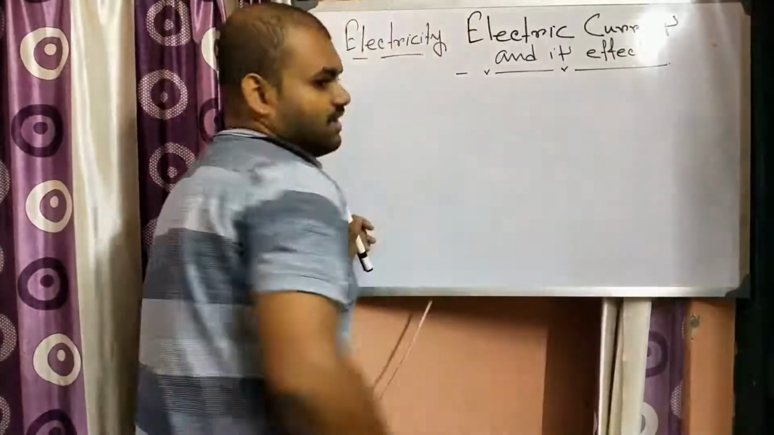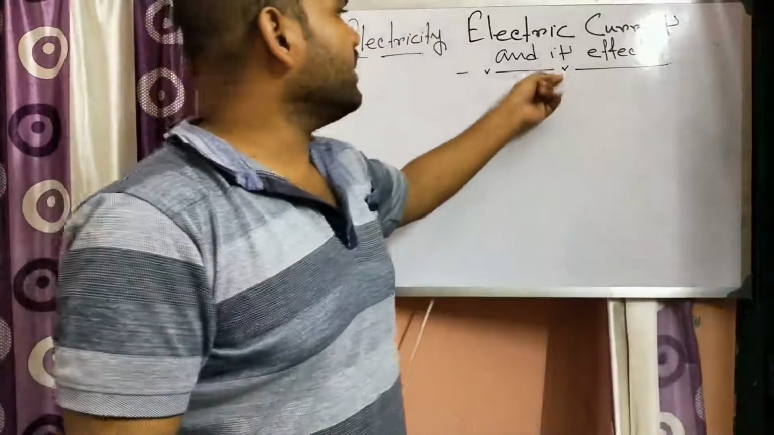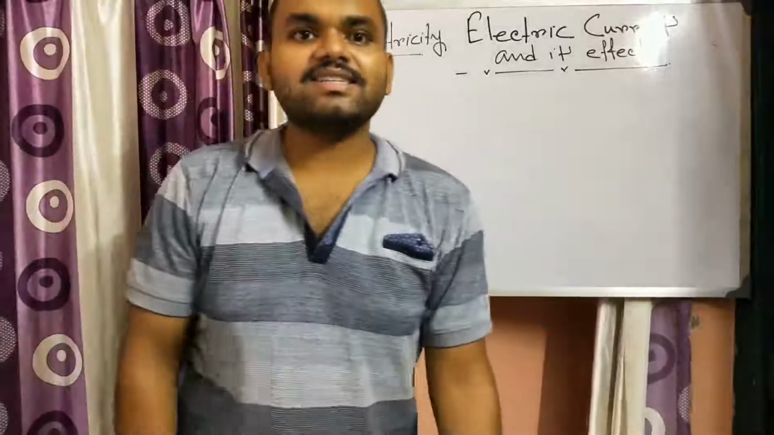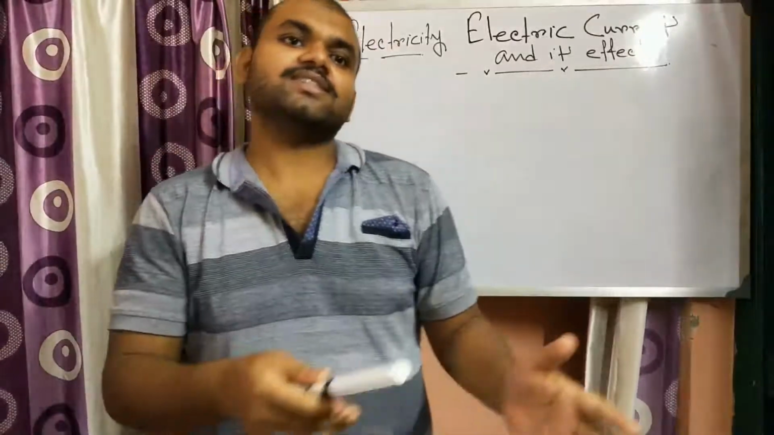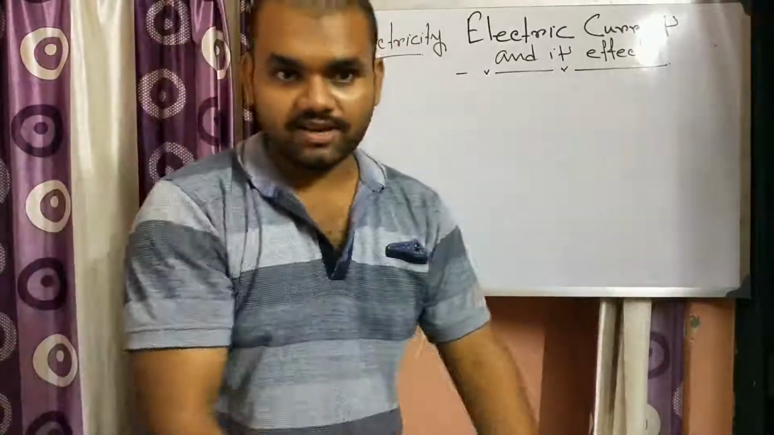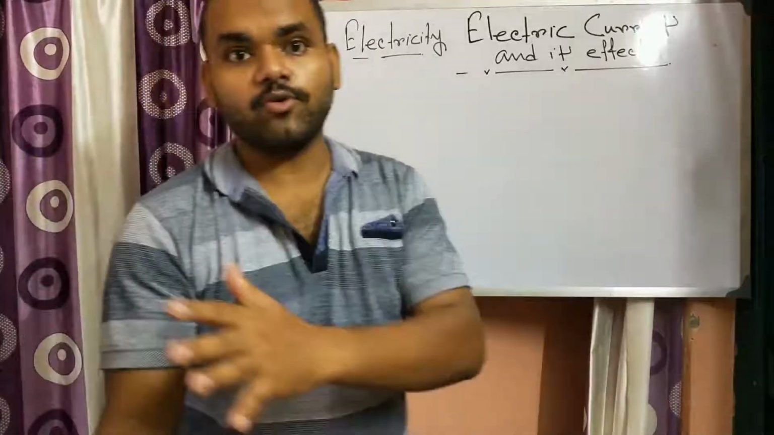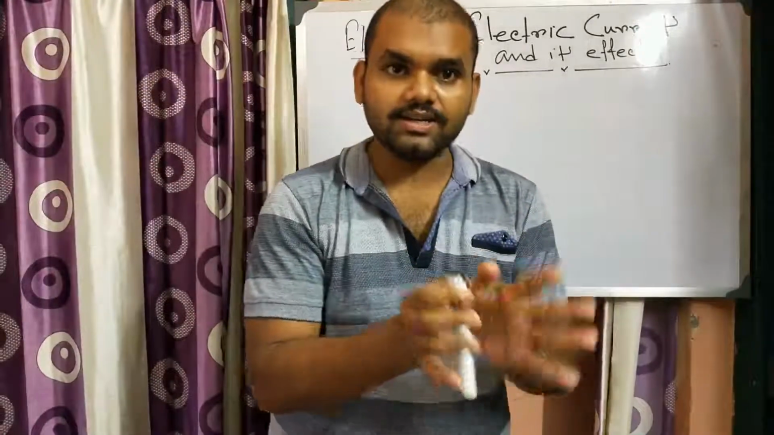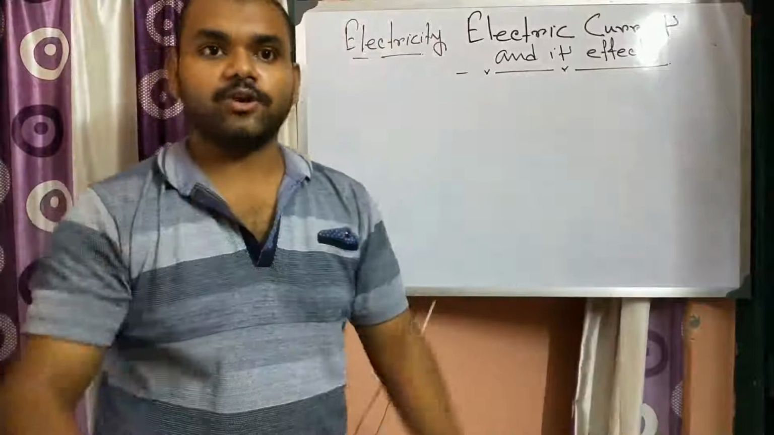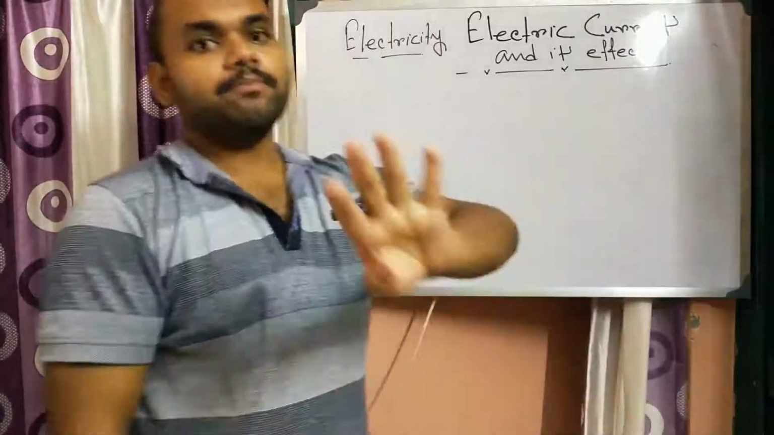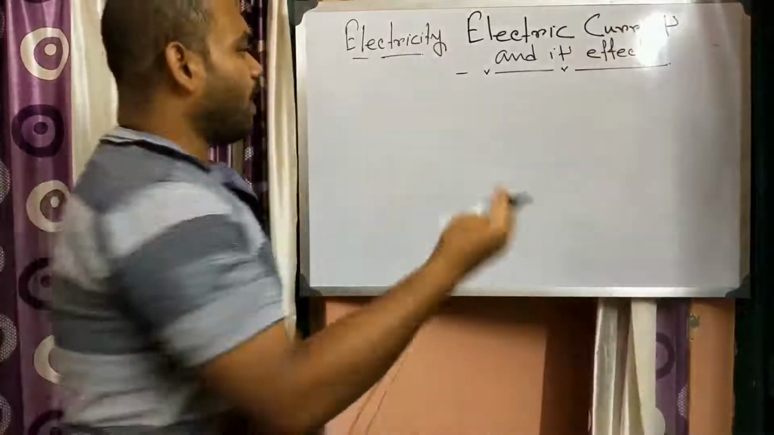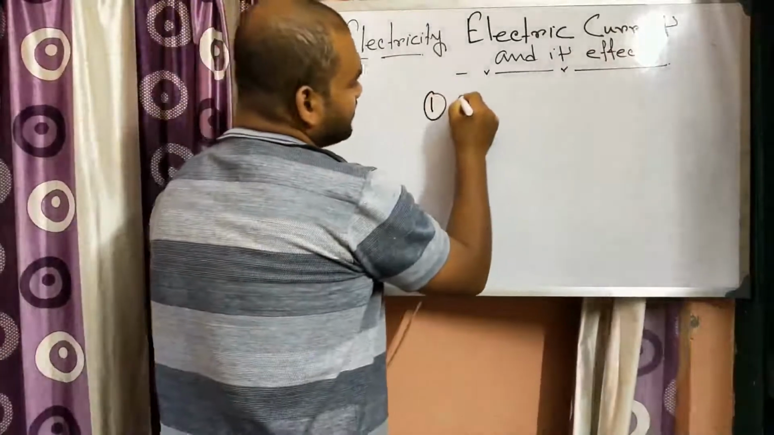Next, as the name indicates, electric current and its effects. Current electricity is the kind of electricity where charges are flowing from one direction to another. Whenever charge flows through a conductor, different phenomena occur. There are mainly three effects of electric current that we can see. Number one is the heating effect.